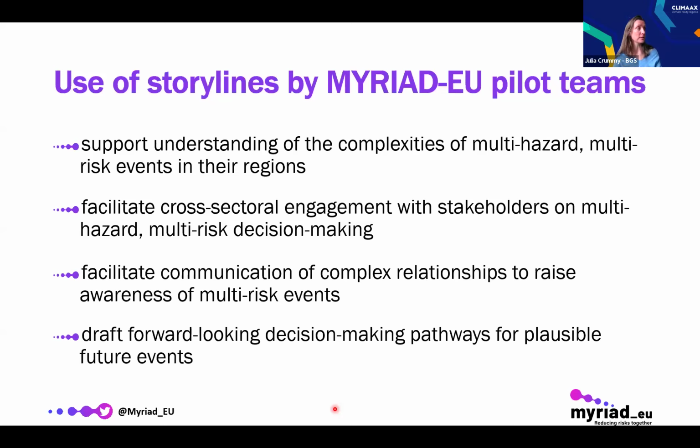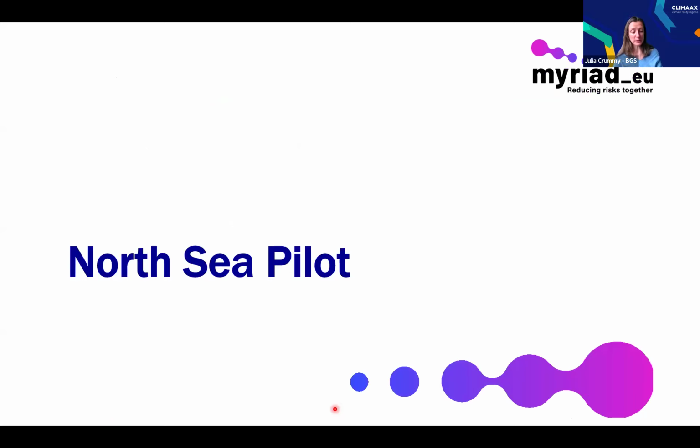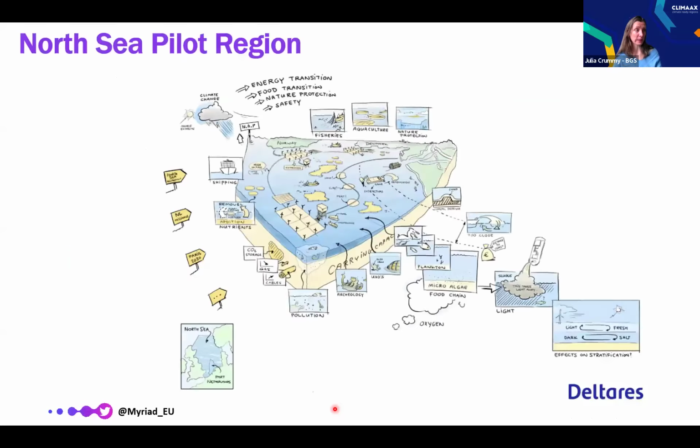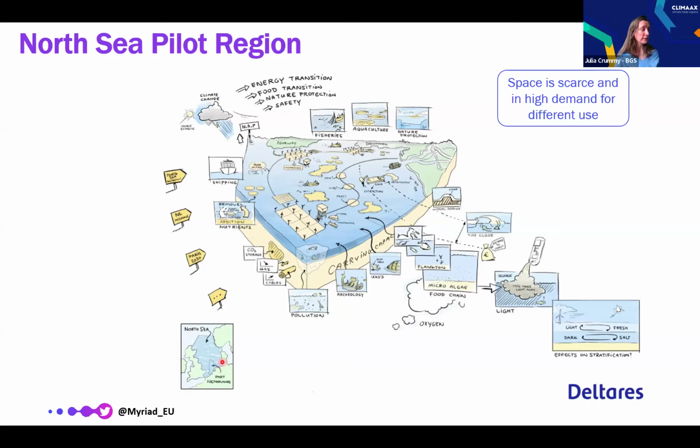plausible future events. So I'm going to focus a little bit on the North Sea pilot because that's where I've probably done most of my work in Myriad. So the North Sea, it has a real issue of space, and space is scarce. It's quite a small area.